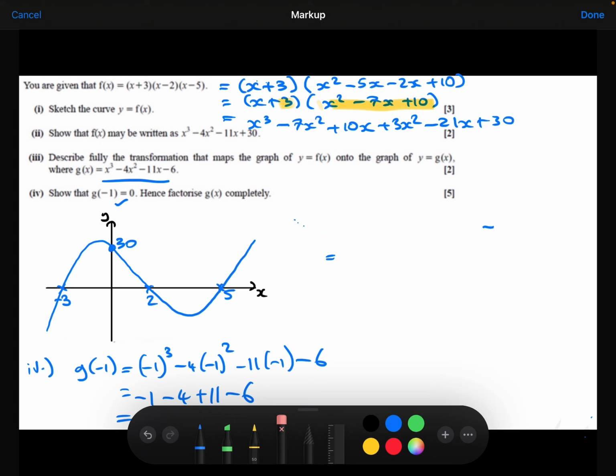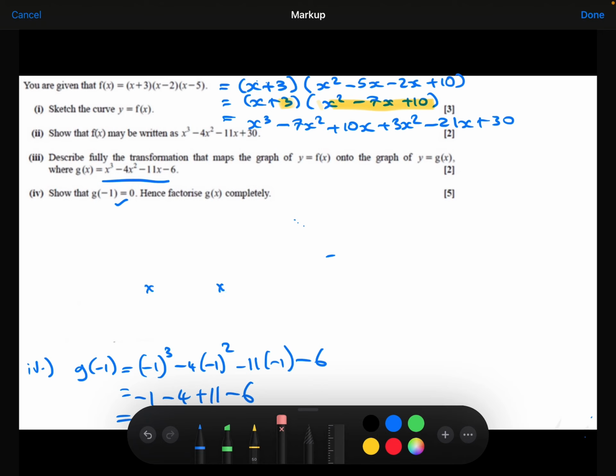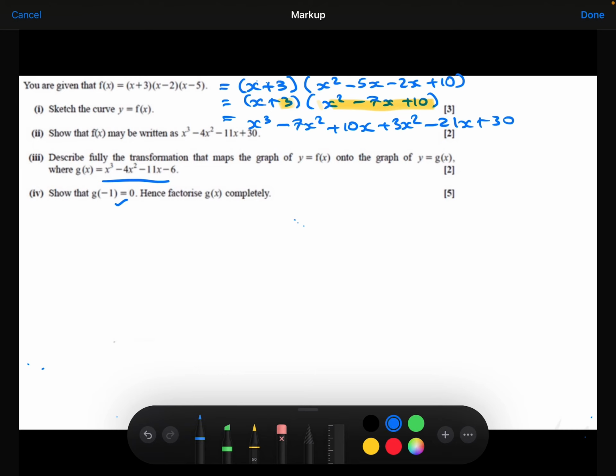So we can do a little bit of algebraic division now then, which is why I'm just going to give myself a little bit more space. So let's take our g(x) function and let's divide that by x + 1. Like I say, if I substitute minus 1 in and get 0, then that's telling me that x + 1 is a factor.